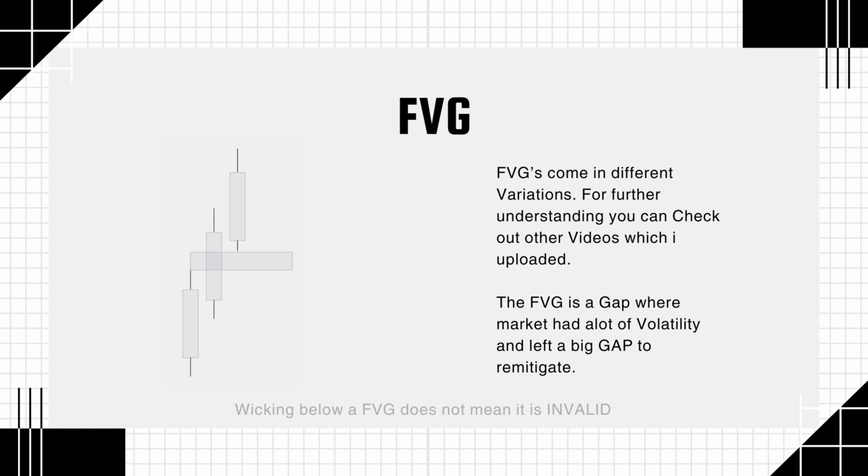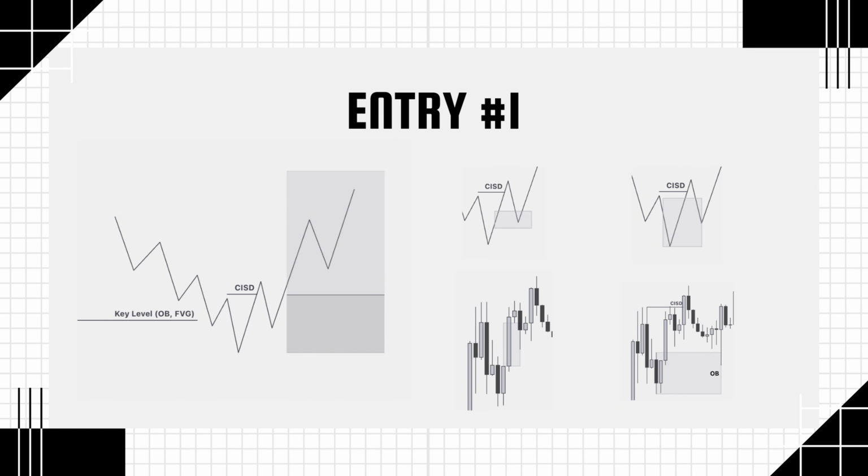If you close below the fair value gap with a 4-hour candle, okay, you're still in the 4-hour time frame right now, then it's invalid. Then you can use the fair value gap again to maybe catch some sells. The entry #1. Or the simplest entry, you always wait to come into a key area.